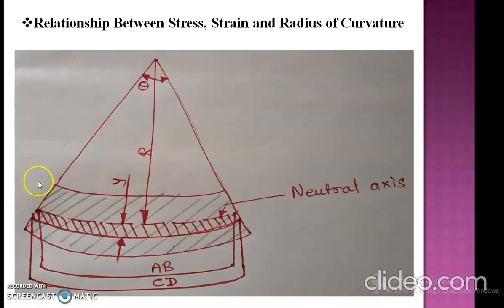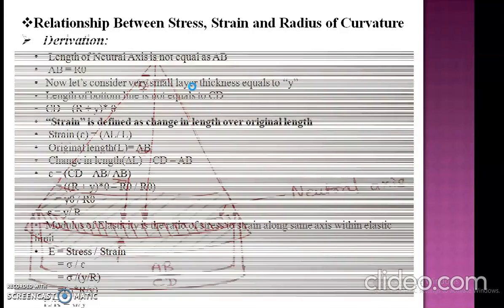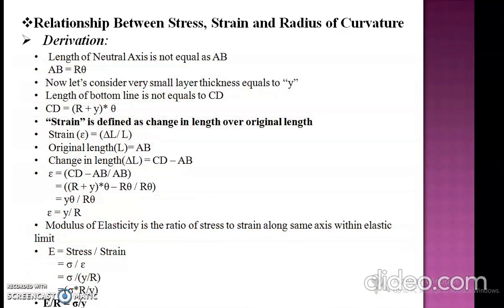We can write the length of AB as R, the radius of the neutral axis, and theta. It is the product of R and theta, because when the load is applied to the member, it gets deformed and we are considering this as a curved portion. So AB is equal to R theta.